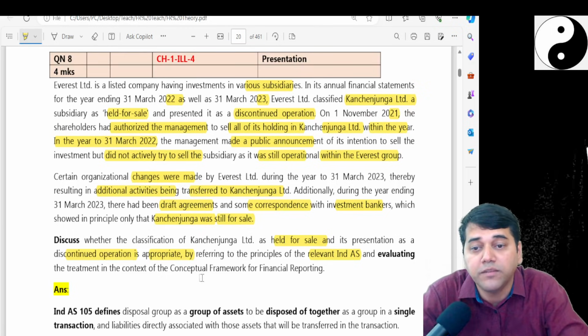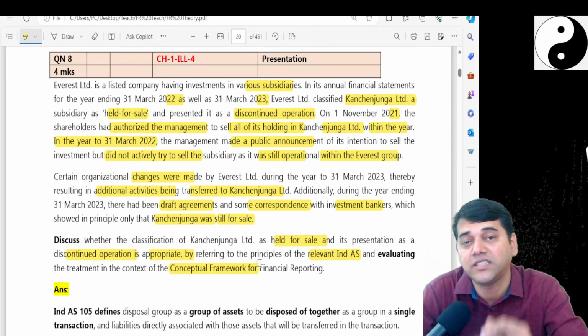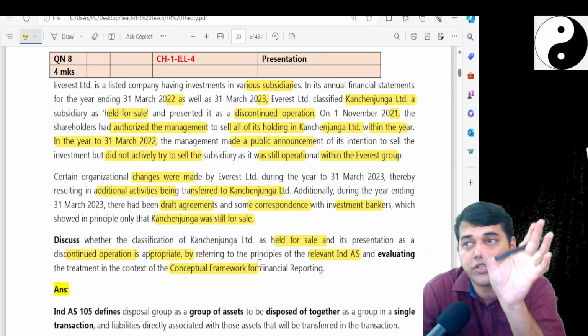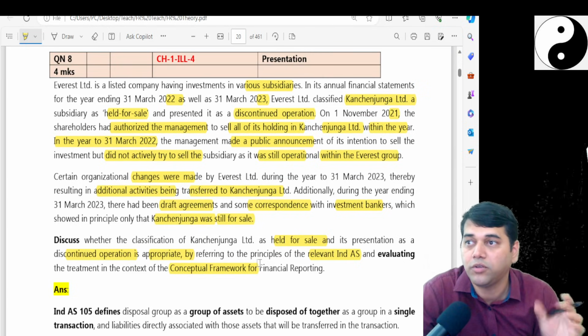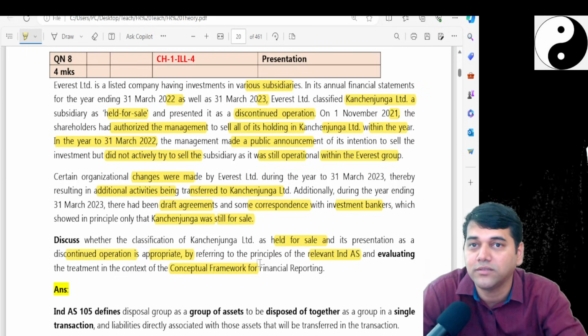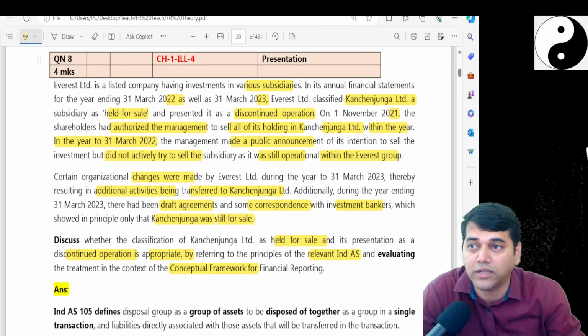And evaluate the treatment in the context of the conceptual framework. Now you should say classification, aggregation. The concept says that if it's a discontinued operation, you show it separately, because you let the investor know about it. Now first of all, is it my discontinued operation? That's what your Ind AS 105 principles you have to apply. Understood? Now here, what are they trying to ask?